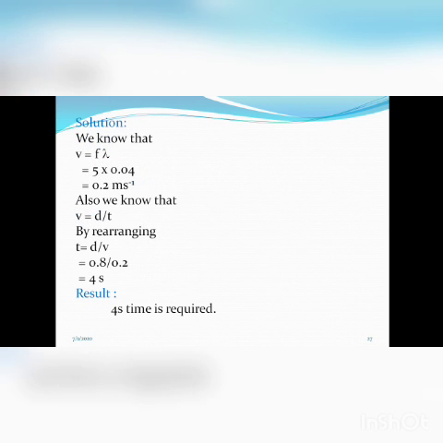Solution. We know that v is equal to f lambda. f is 5 and lambda is 0.04. So speed is 0.2 meter per second. Also we know that v is equal to d by t. Speed is basically distance divided by time. By rearranging we have t is equal to d by v. d is 0.8 and v is 0.2. So time is 4 seconds. 4 seconds is the required time.